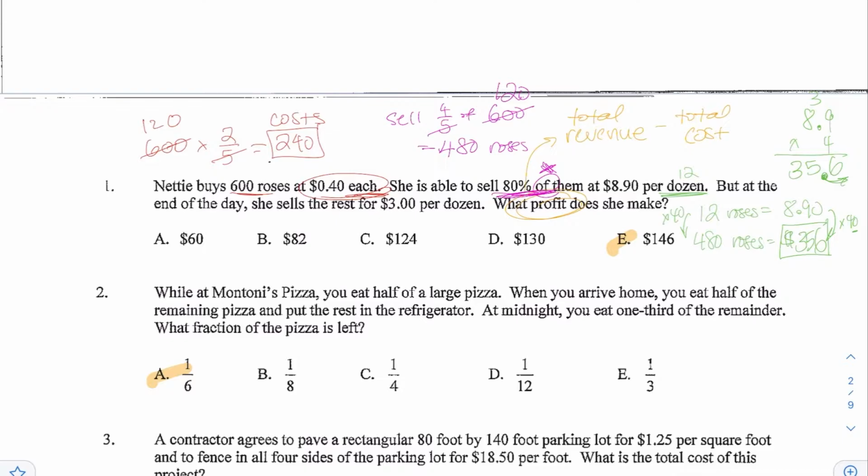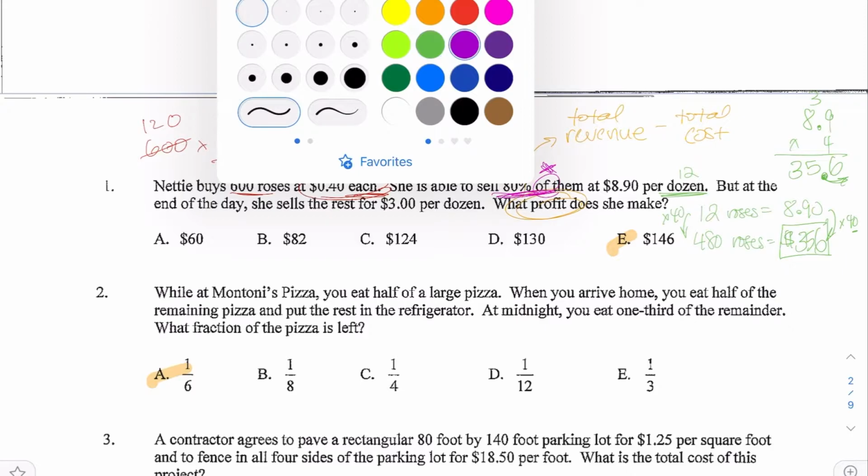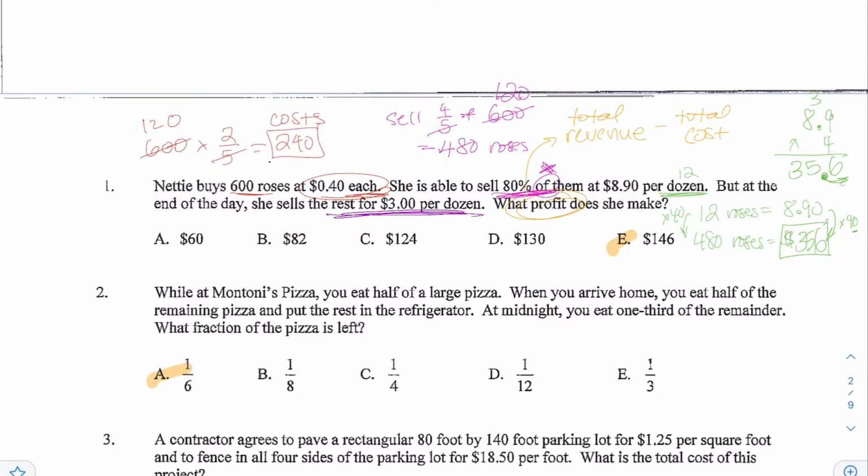So she already made some money, but for the rest of the roses, you don't want them to go bad. So she sells the rest, which is just 20% of the roses. And 20% of the roses is equal to 120. And that is going to be $3 a dozen. So 12 roses for the last set will cost $3. And she has 120. So that's going to be $30 extra.